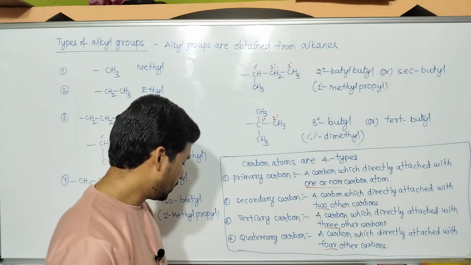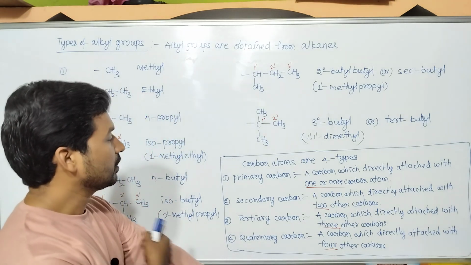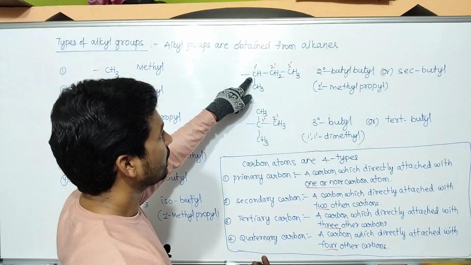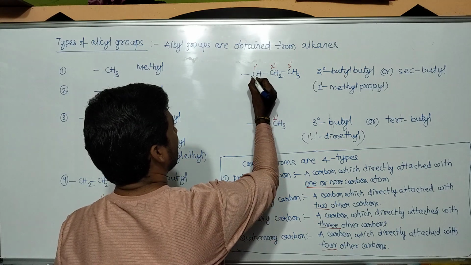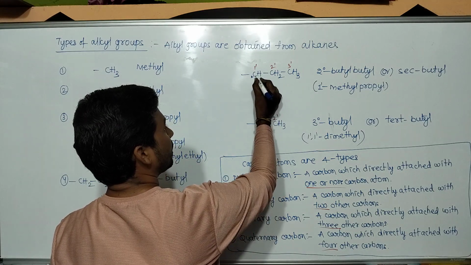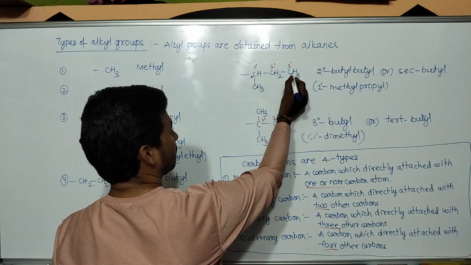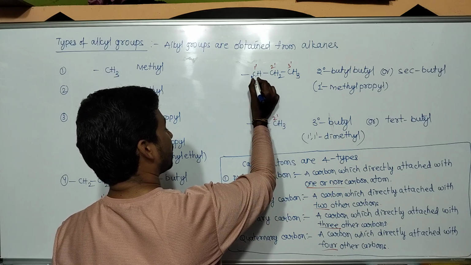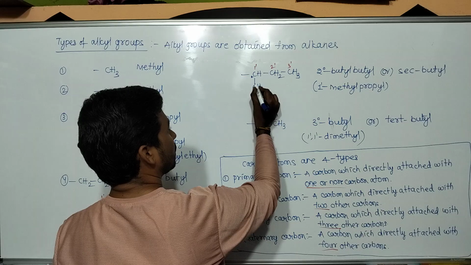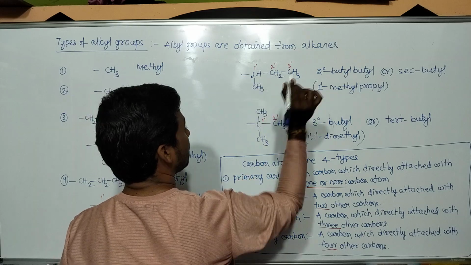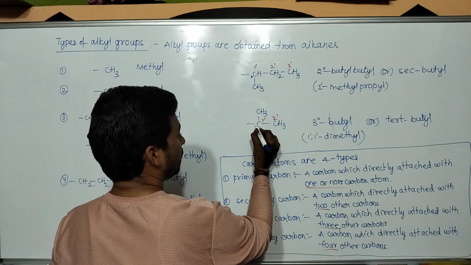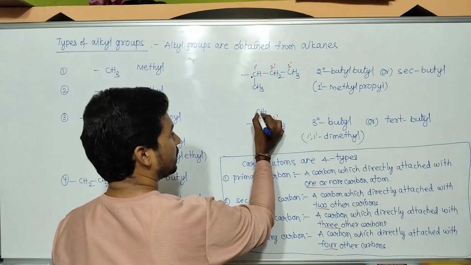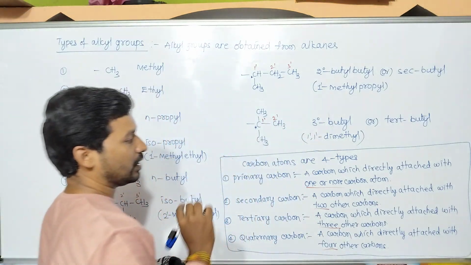Okay, so based on this concept we are calling this secondary, because see, this carbon is directly attached with two other carbons directly. This is not direct attaching. This one is only directly attaching with this one. So two carbons attach with this one, this is called secondary butyl. And see this one, this carbon is directly attached with three other carbons. So this is tertiary butyl, like that.